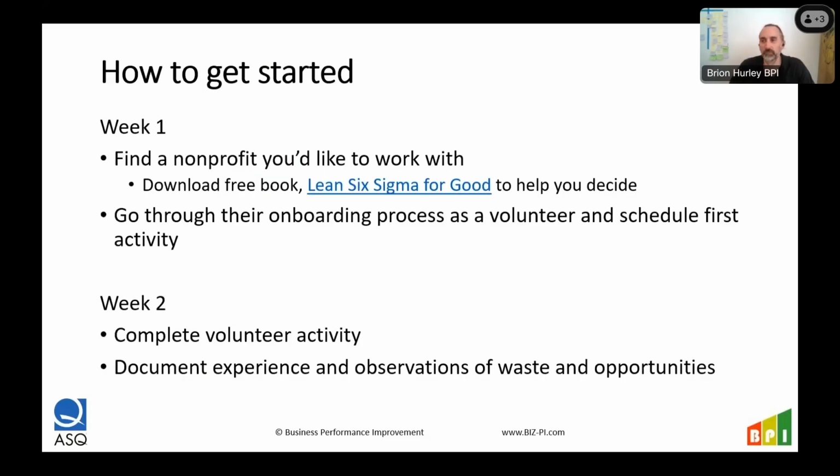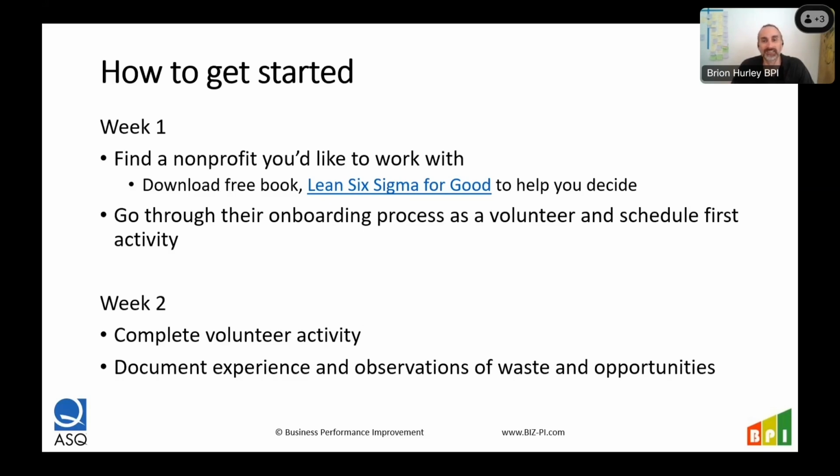And I do have a free book that helps you walk through those sustainable development goals, to help you pick an organization or at least a goal that you like, and then help you search for that nonprofit. Maybe it's local, or maybe it's a countrywide or global nonprofit. And then go through their onboarding process. Sign up as a volunteer. Keep track of what your experience is like.